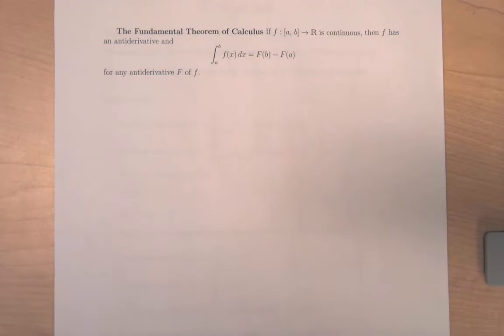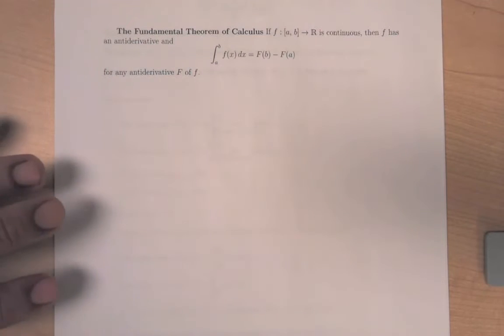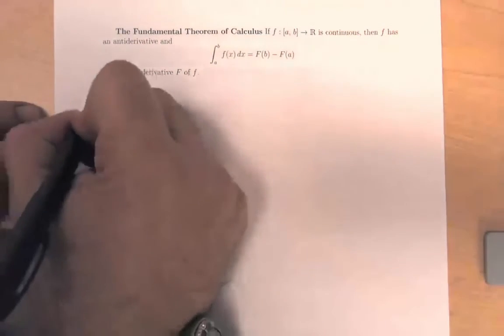And now we come to a fundamental result, the Fundamental Theorem of Calculus, typically the punchline of your Calculus 1 class, and the link between the antiderivative and the integral. Suppose that f is continuous, then f has an antiderivative, and the integral of f on the closed interval a to b is the difference of its antiderivative evaluated at b and a for any antiderivative F. So let's prove the result.